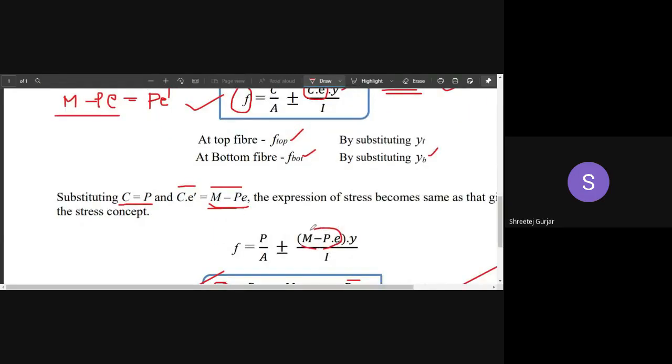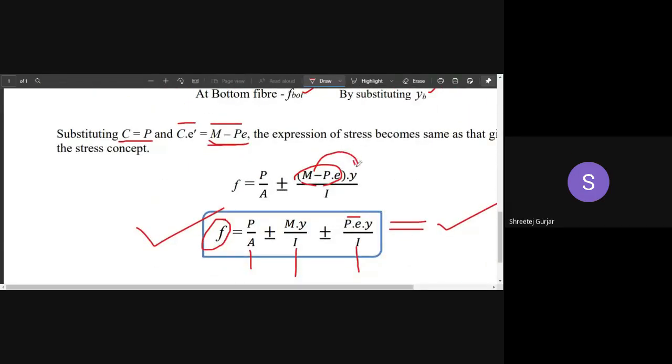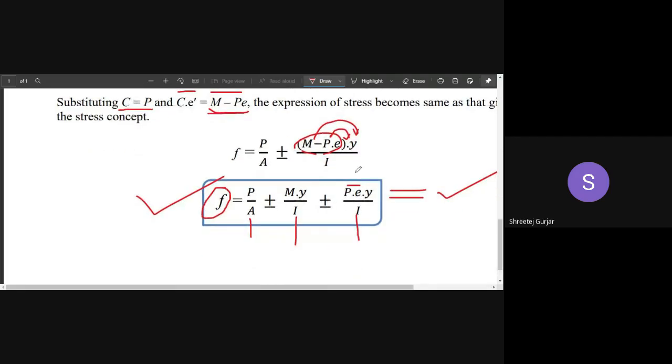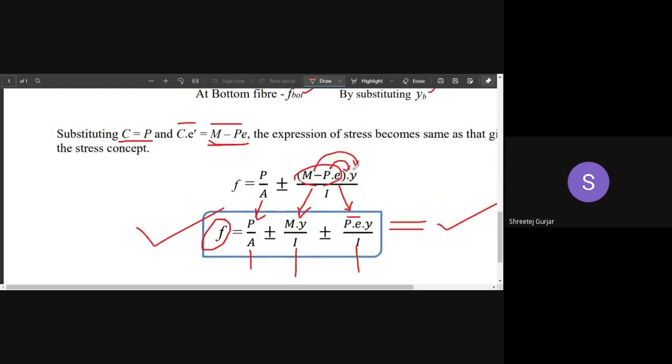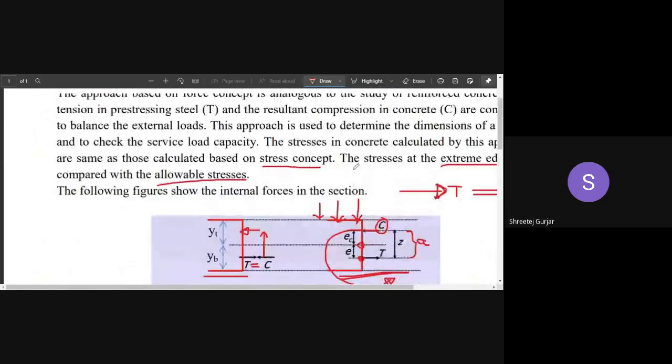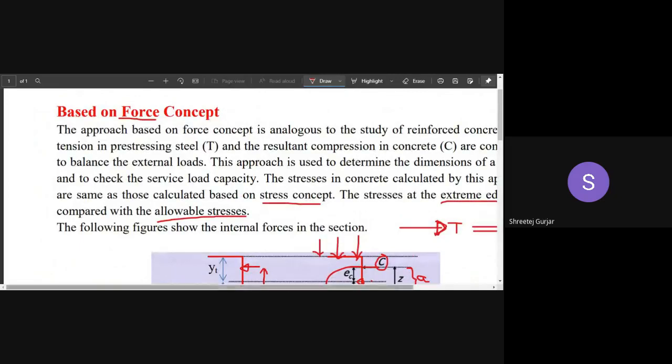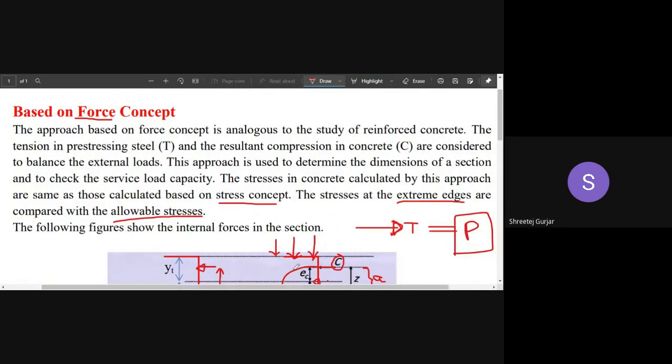Then just multiply M into Y, and then minus P E into Y, multiply, and then you can separate those terms, and you will arrive at your stress equation: P by A, M y by I, and P E y by I. So you have arrived at the stress concept. As they have told in the first paragraph, the stresses that you calculate using the force concept as well as the stress concept are the same. The stress in concrete calculated by this approach is the same as that calculated based on the stress concept.